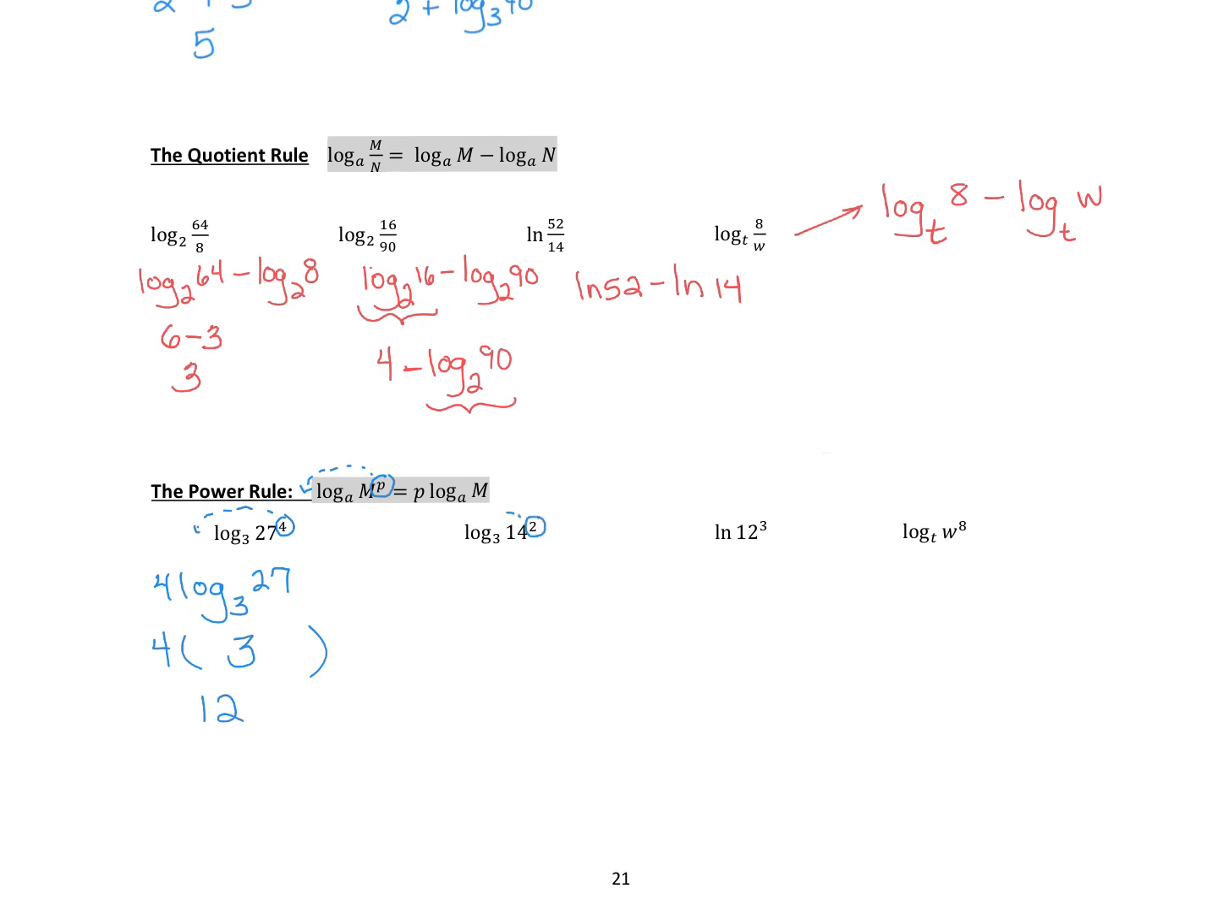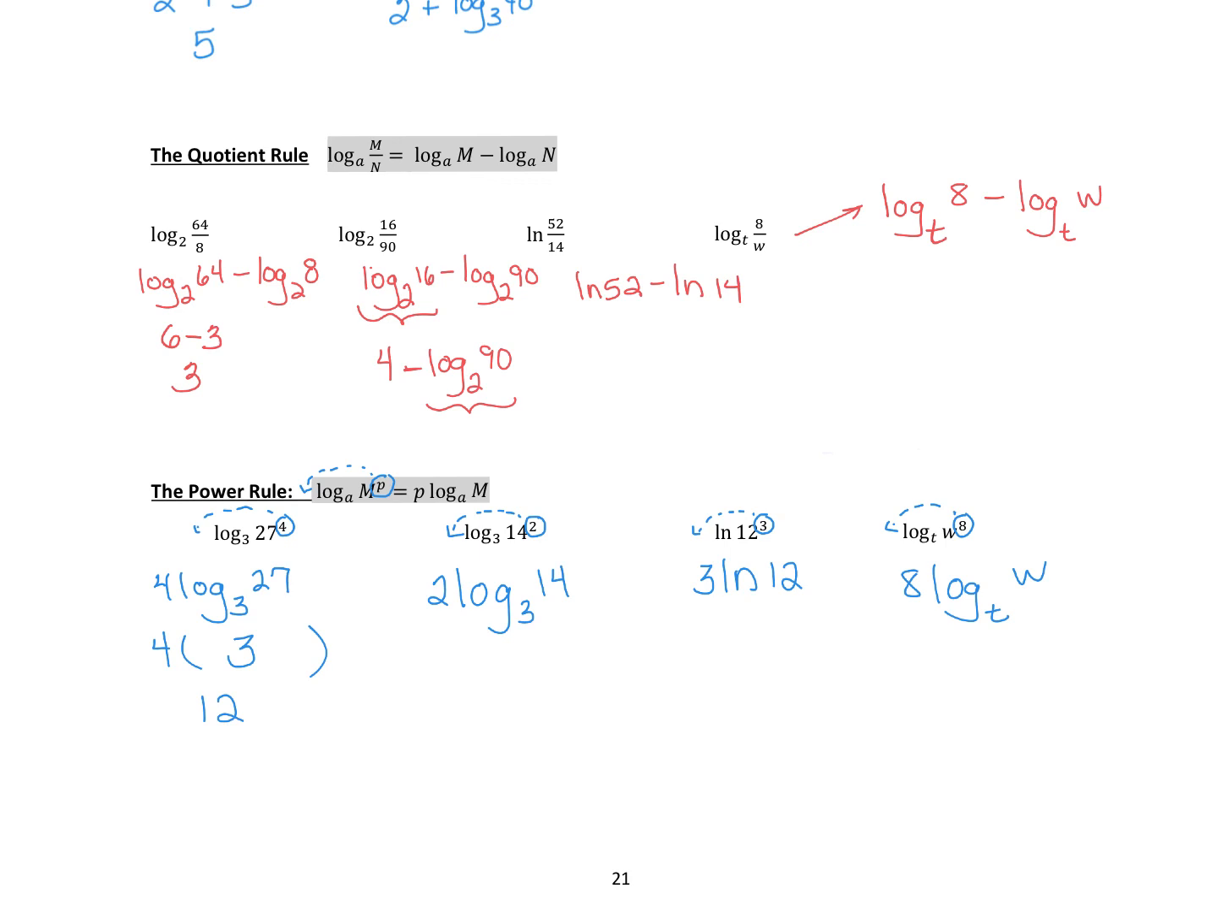In this second example, if I bring this 2 down in front, 2 times the log base 3 of 14. If I bring this 3 down in front, I have 3 times the natural log of 12. And then for our final example, 8 times the log base t of w.